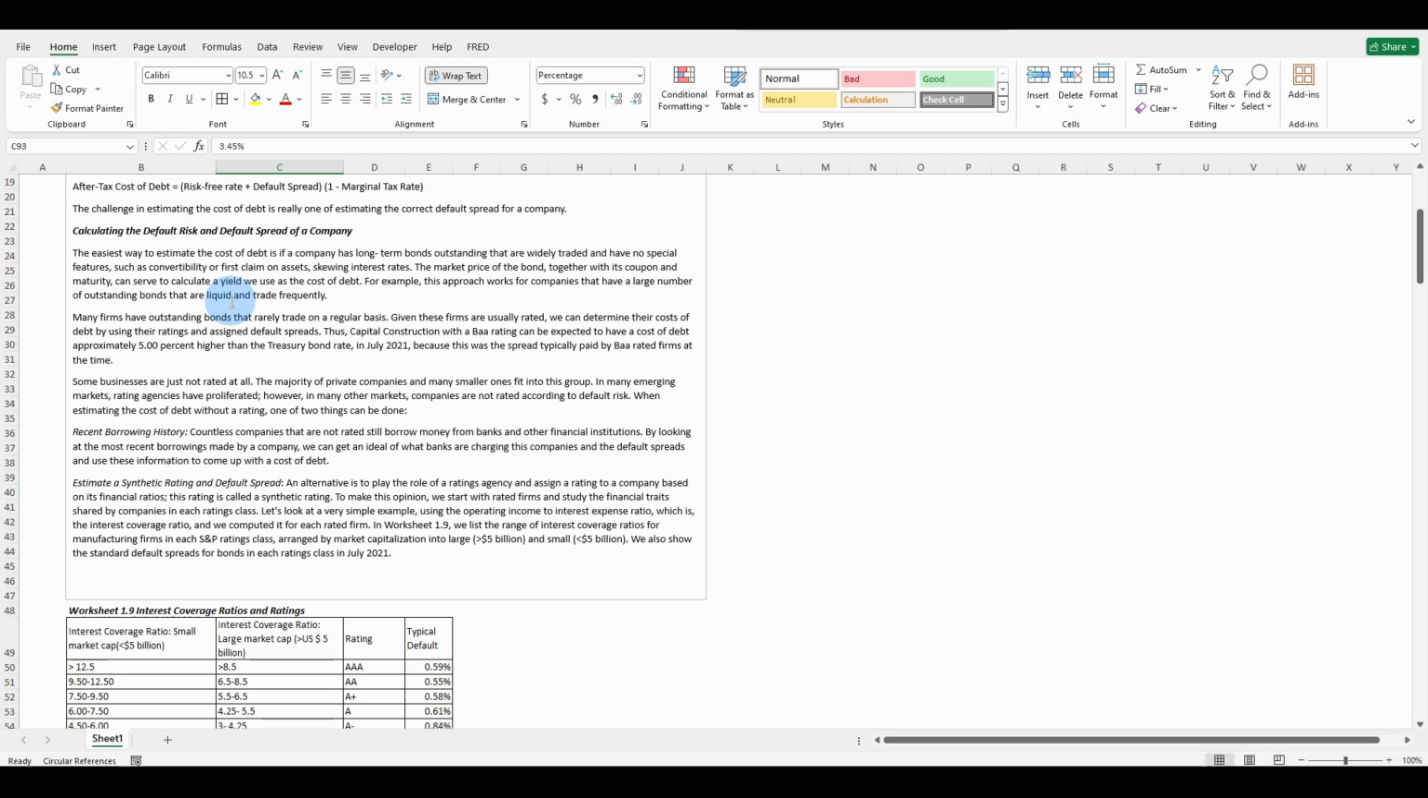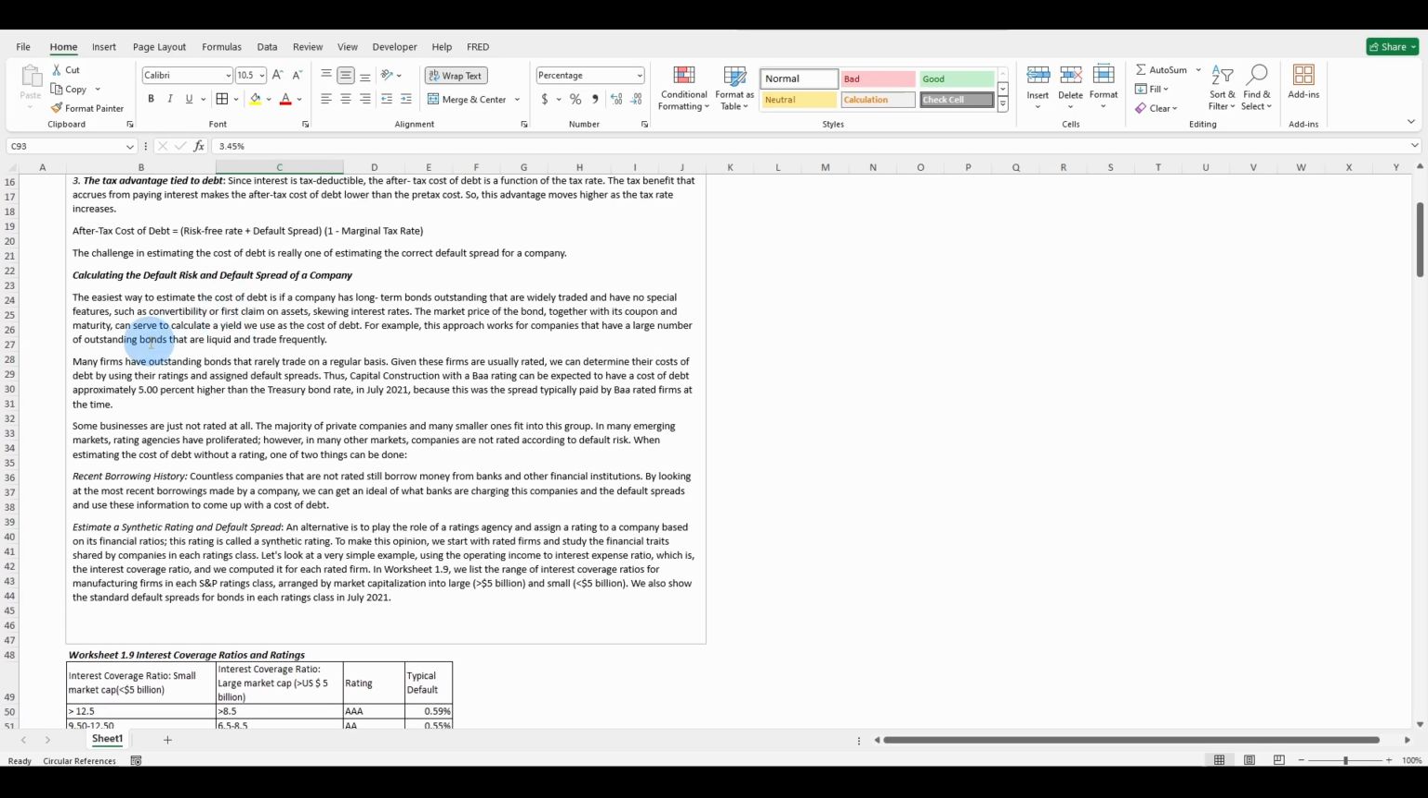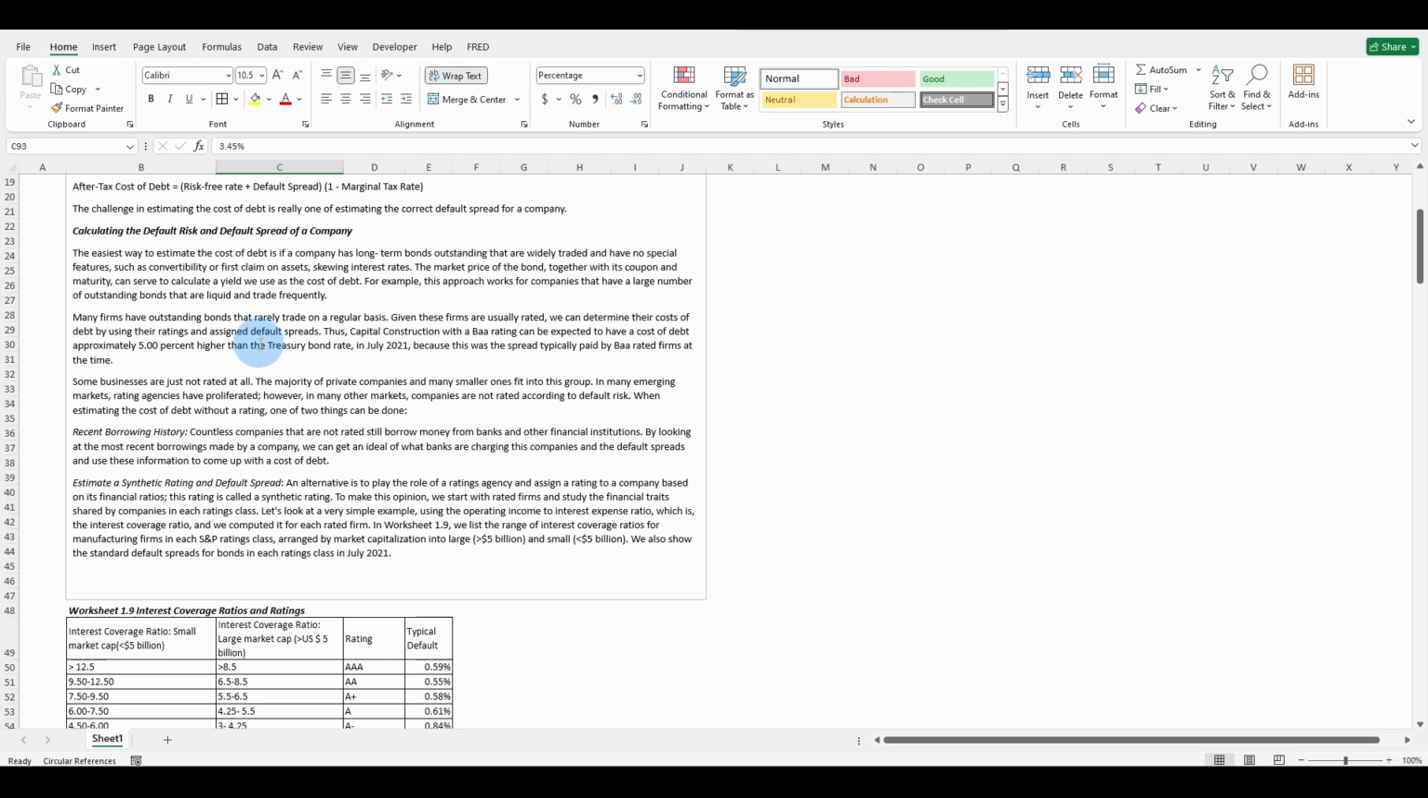Calculating the default spread. The easiest way to estimate the cost of debt is if a company has long-term bonds outstanding that are widely traded and have no special features such as convertibility or first claims on assets, skewing interest rates. The market price of the bond together with its coupon and maturity can serve to calculate a yield we use as the cost of debt. For example, this approach works for companies that have a large number of outstanding bonds that are liquid and traded frequently.